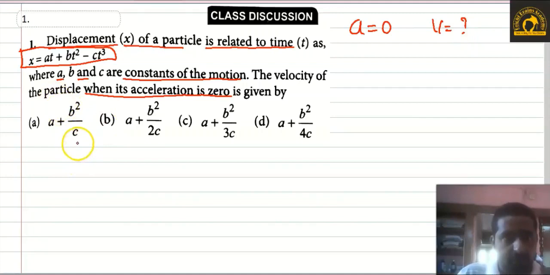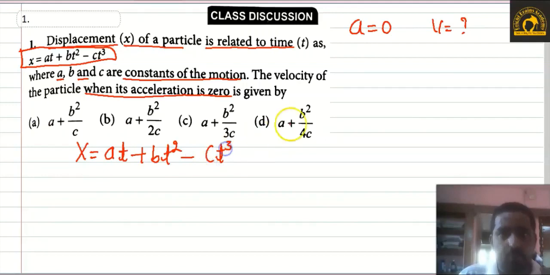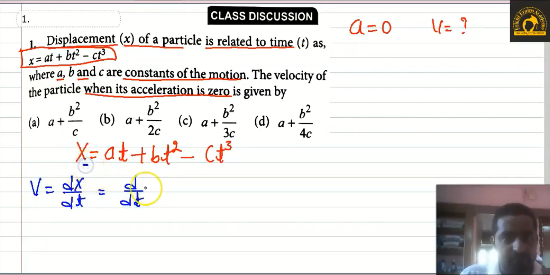So that is the displacement, x is equal to at plus bt square minus ct cube. Okay, so then you have to calculate the velocity, the rate of change of displacement, dx by dt, that is equal to d by dt of x value, that is at plus bt square minus ct cube.